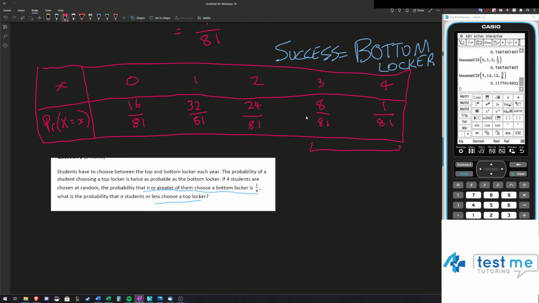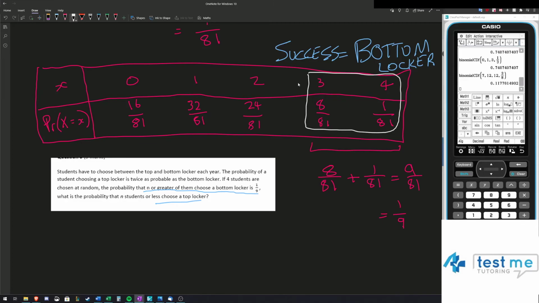So that's saying that 8 over 81 plus 1 over 81 is equal to 9 over 81, which is equal to 1 over 9. Now this is just something you've got to know, how to work with fractions. 1 over 9, if we convert it to 81, is 9 over 81, and therefore we can work with it a lot easier. So if we now reread this, the probability that n or greater of them choose a bottom locker, we're now just looking at this bit here.